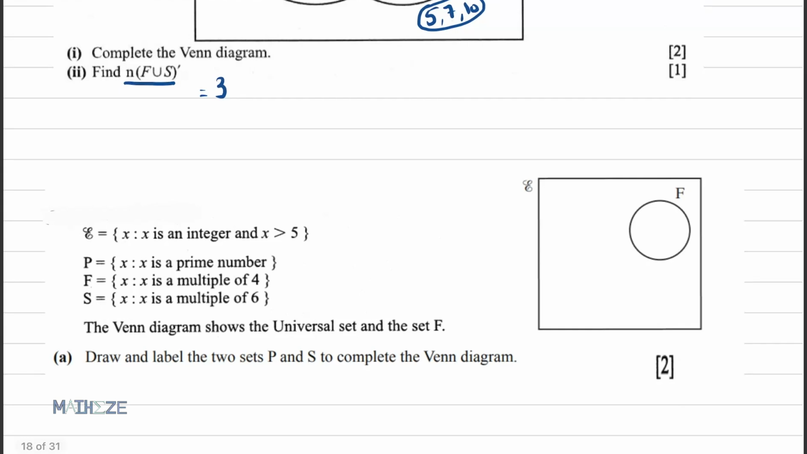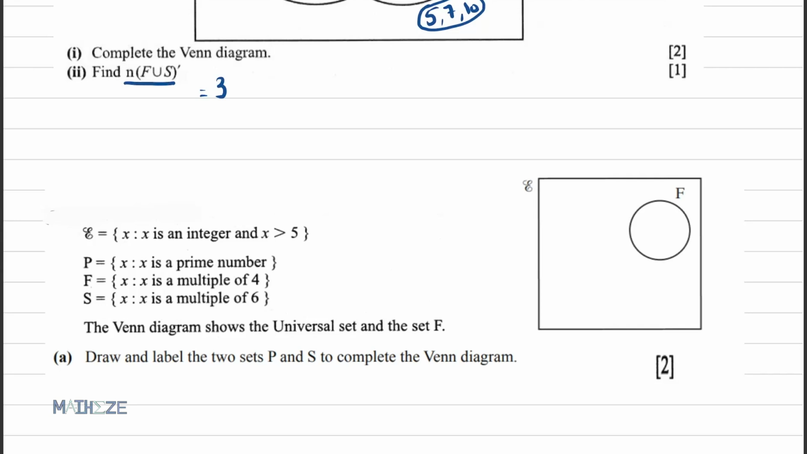It says P is a prime number and F is a multiple of 4 and S is a multiple of 6. The Venn diagram shows the universal set and the set F. Draw and label two sets P and S to complete the Venn diagram. Okay. What is F? Multiple of 4. Prime numbers are those numbers, guys, which come in their own table and in the 1 table. So that means P can never include the common elements of F and S, because set F is a multiple of 4.